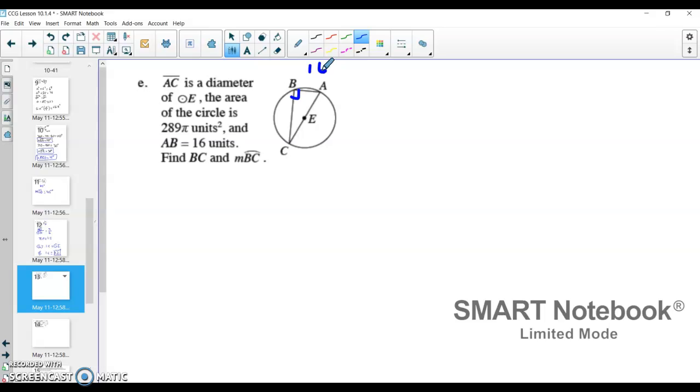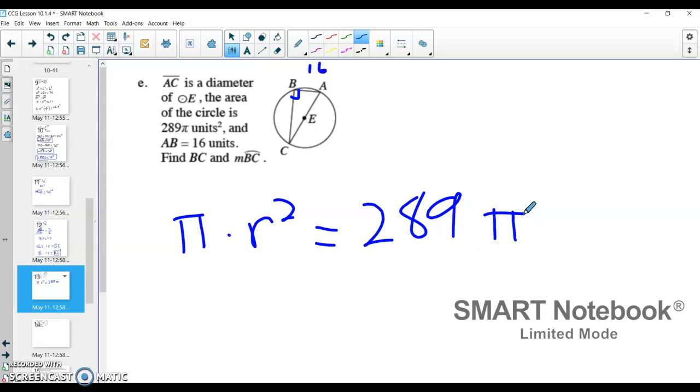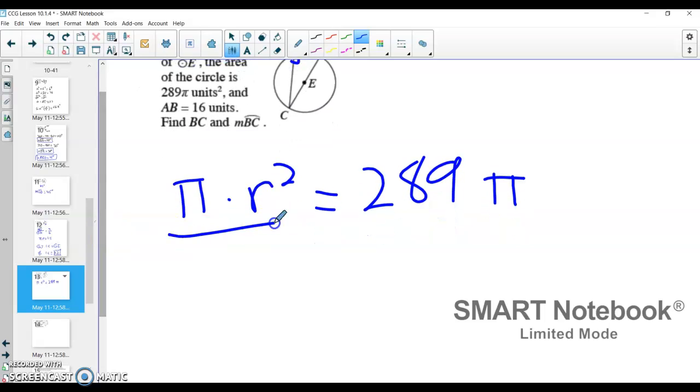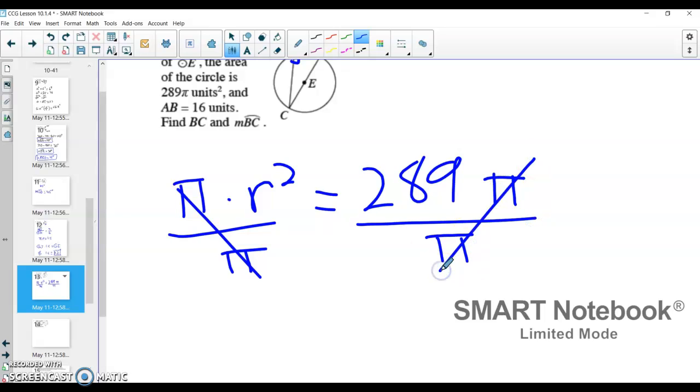To figure out what that radius is, we know the area of the circle is 289 pi units. Area is represented for a circle by pi times the radius squared. That equation for this particular circle would give us an answer of 289 pi. Now I have the area equation set equal to what the area really is, and now I can solve it for radius. So I divide both sides by pi. These pi's cancel away, and you get r squared equal to 289.